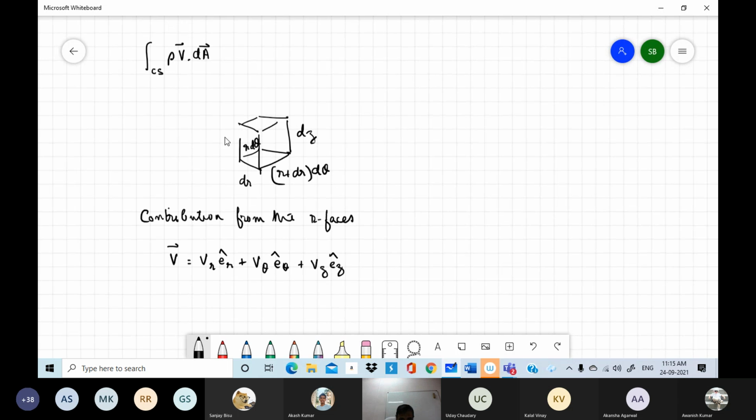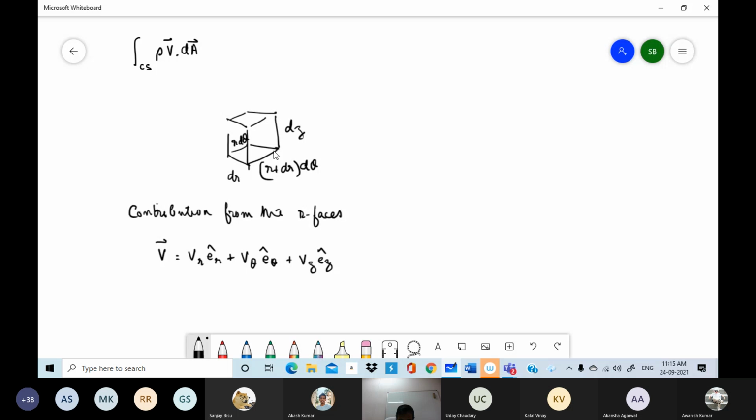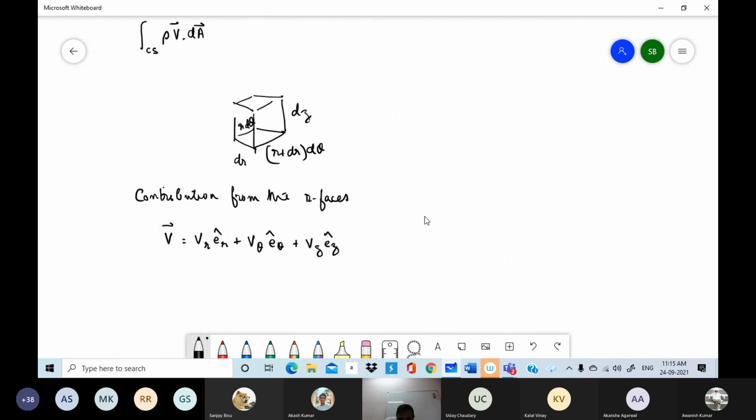So when I evaluate v dot dA for the r faces, only the r component of v contributes. So the magnitude of v_r into the magnitude of the area would be v dot dA. dA is in the r direction, e_r dot e_r by definition of a unit vector becomes unity. So it will be v_r into whatever the magnitude of area.